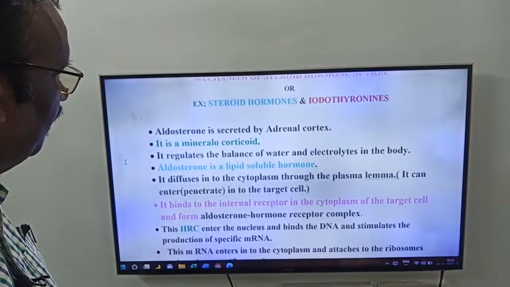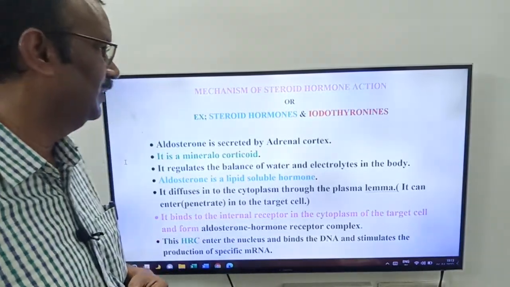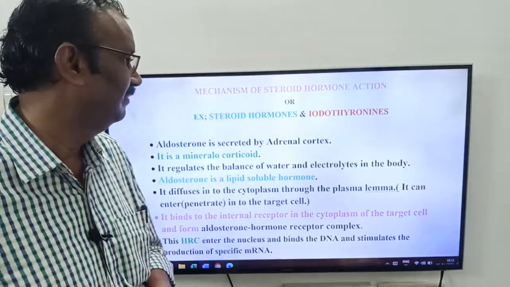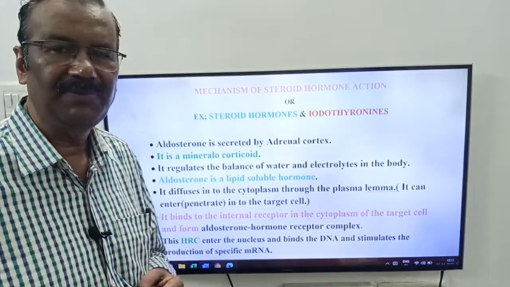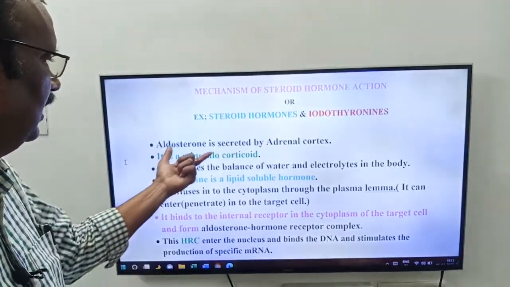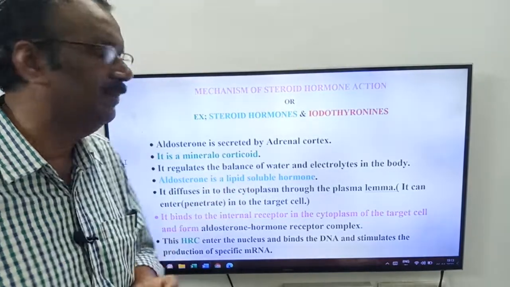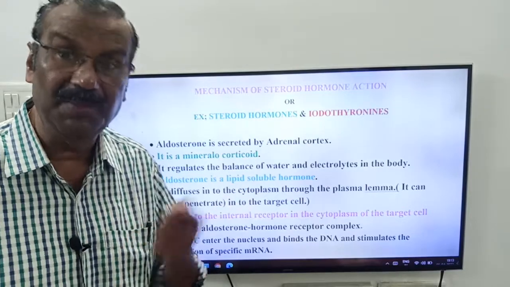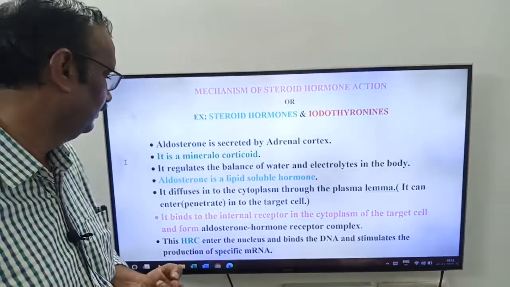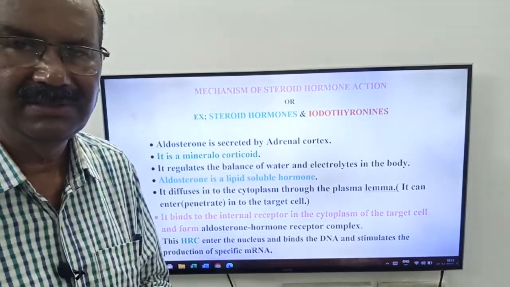Okay, friends. Next hormone we will take. Mechanism of steroid hormones. Mechanism of steroid hormone action. For example, what, friends? Steroid hormones or iodothyronines. Okay, friends. Here the example is aldosterone, friends. Aldosterone is secreted by the adrenal cortex. It is a steroid hormone. It is a mineralocorticoid. It regulates the balance of water and electrolytes in the body.